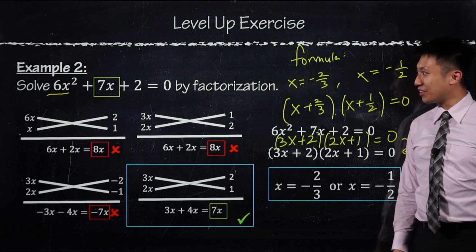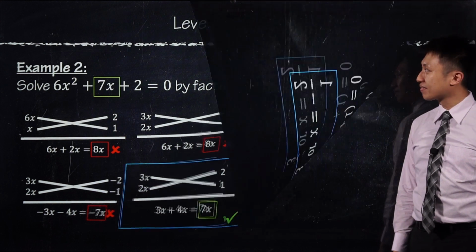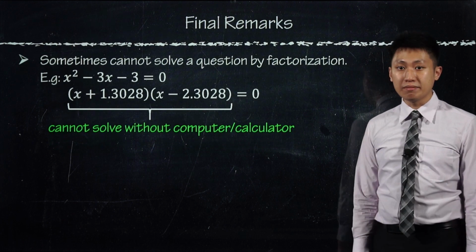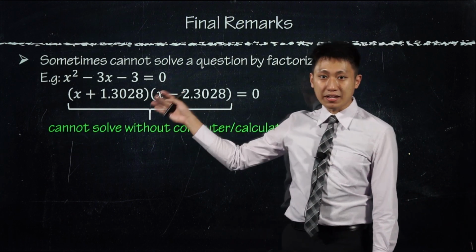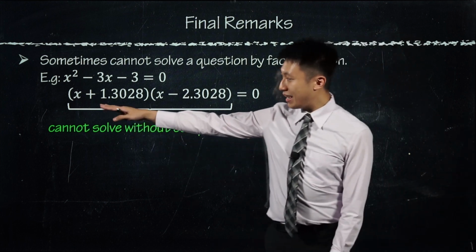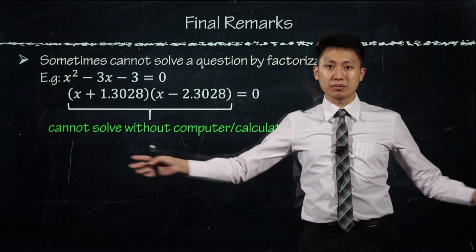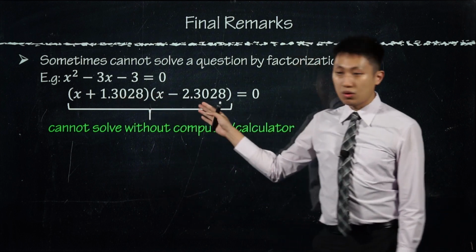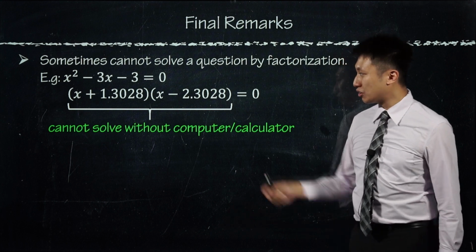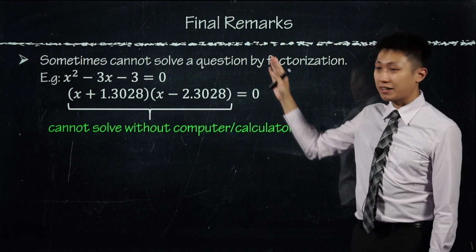All right, so let's move on to the next one. Final remarks. Sometimes you can't solve these kinds of things by factorization. Why is that so? Because it might be that the answers will be decimals, so there are no nice answers for factorization. So this one definitely you can't solve by factorization.